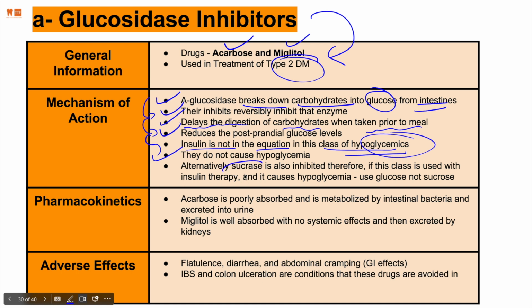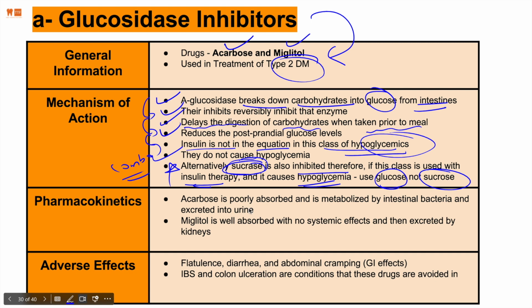Alternatively, sucrase is also inhibited. Therefore, here's the twist. If this class is used with insulin in a combo, then insulin will cause hypoglycemia. In that case, glucose must be used to revive that hypoglycemia, not sucrose, because sucrose will not be absorbed, because sucrase is inhibited. Okay, that's just a little side story.